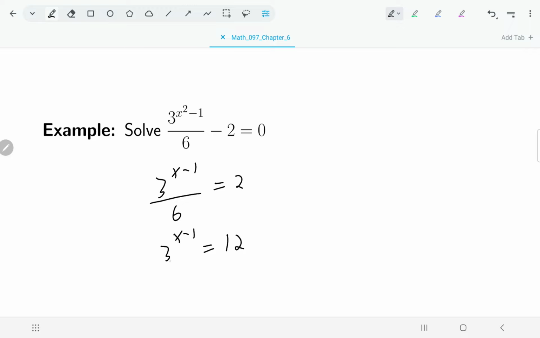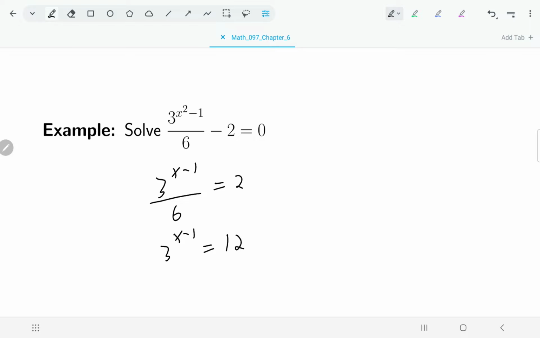At this point, we should ask ourselves, could I rewrite these so that these are both powers of the same base? Because if this was a 3, then life would be good. I could say, oh, I have two things with the same base, I'll let the powers be equal. Or if these things could both be written with the same base. For example, if this number was 9 instead of 12, 9 could be rewritten as 3 squared. And so I would again have two exponential functions with the same base.